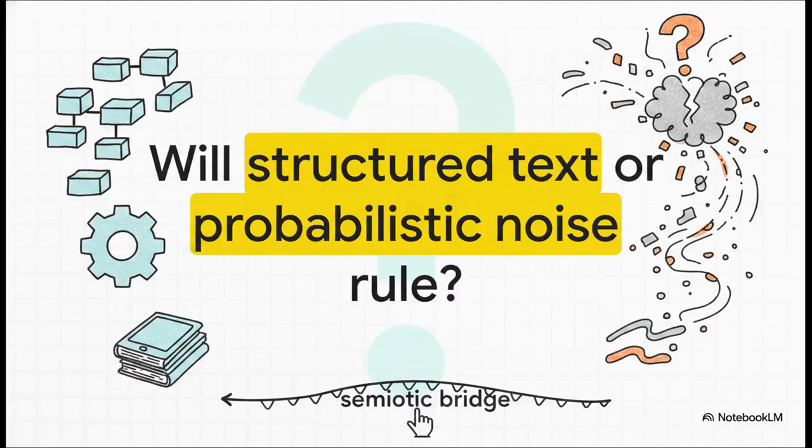Which leaves us with a pretty profound choice as we build these executable digital societies. In a world increasingly run by massive, lossy statistical engines, will you actively use structured text to build deterministic fidelity, or are we going to let probabilistic noise and automated guessing take control of our most foundational societal rules? The friction you feel crossing that semiotic bridge, that is the ultimate proof of your agency. I'll leave you with that thought to chew on regarding your role as a steward of the machine.